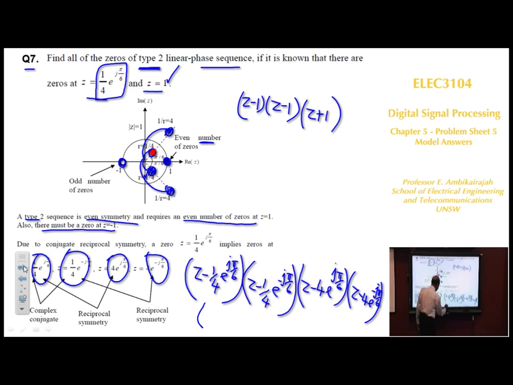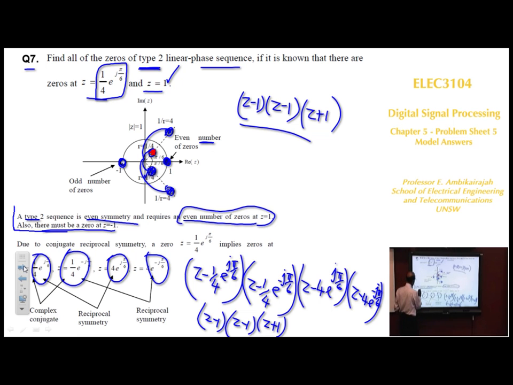Times, already there's one there, which is z minus 1. You need to introduce another one because of the even number of zeros at that position. And there's none here, so you should introduce one, z plus 1. That's your transfer function of this, all the zeros. They only wanted you to find all the zeros, which we have found out. We can write it as a transfer function, or we can leave it as the 3 zeros plus these zeros. So that's the answer for that question.